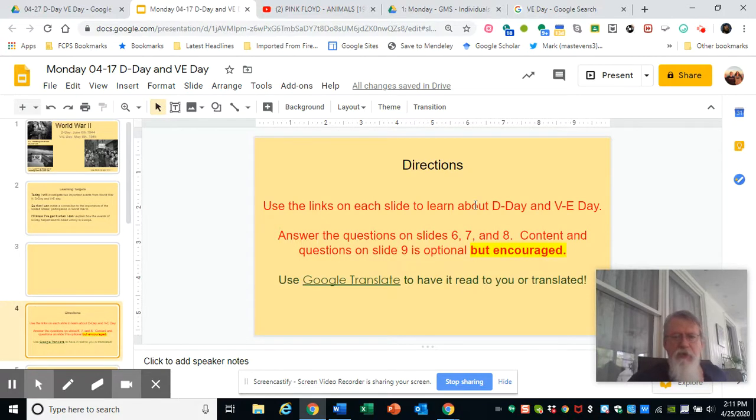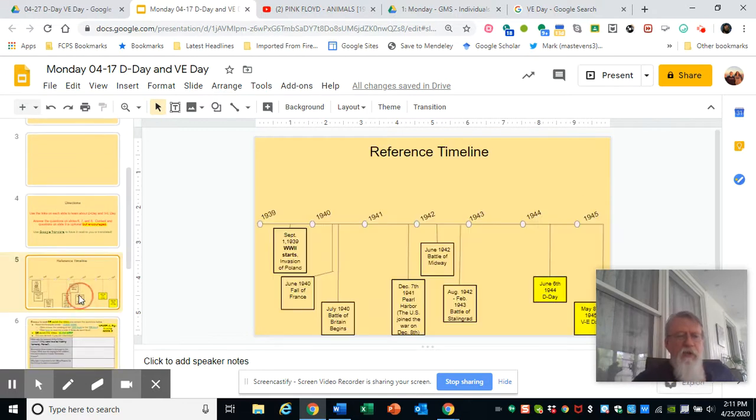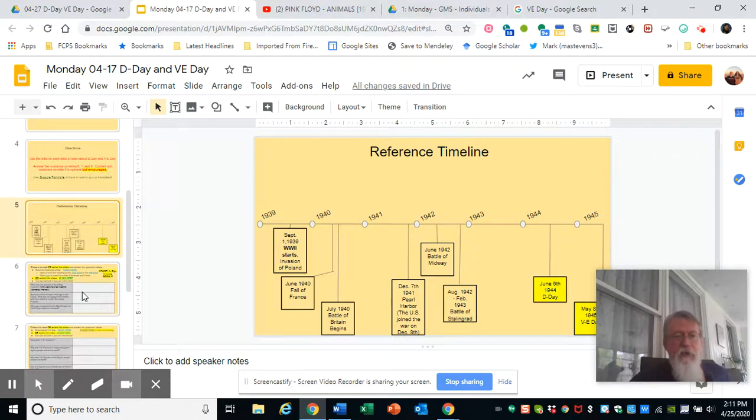And then the directions. There's work for you to do on slides 6, 7, and 8. We'll go over that. And you're encouraged to do the extra thing on slide 9, but that's again up to you. And here's your timeline, putting things in perspective. These happen after the things you've already learned about, June 6, 1944, D-Day, where we had to land to get at the Germans, and then VE Day, Victory in Europe. That's what it stands for.